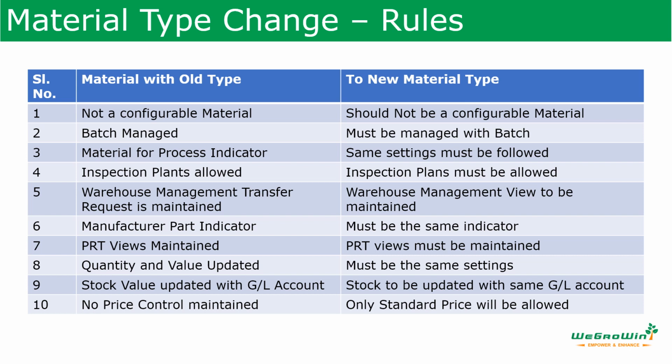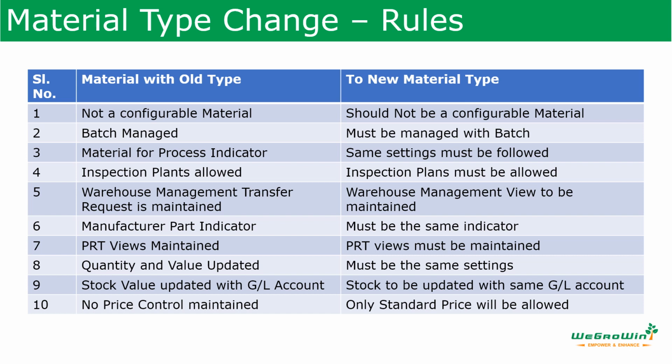Meanwhile, whenever we create any material, we are assigning the material type to that material. But due to some reason, the material type may change. Then there are some rules we need to follow. We cannot change the material type just like that. First of all, there should not be any stock or any open transaction for the material before we change the material type. After that, there are some rules.